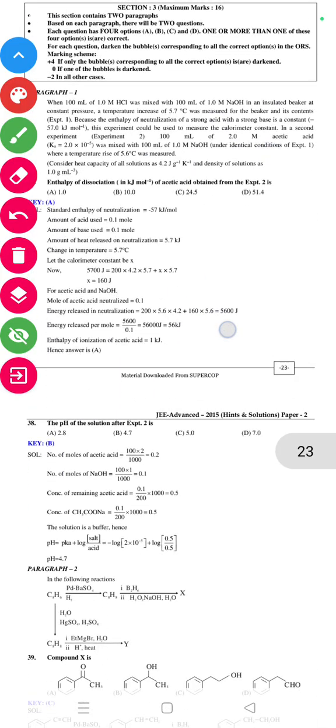इसके आगे फिर पैराग्राफ टाइप क्वेश्चन है कि when 4 ml of the 1 M HCl is mixed with 4 ml of the 1 M NaOH in an insulated beaker at constant pressure, a temperature rise of 5.1 degrees Celsius is measured for the beaker and its contents, because the enthalpy of neutralization of a strong acid with a strong base is a constant, 51 kJ per mole. This experiment could be used to measure the calorimeter constant.